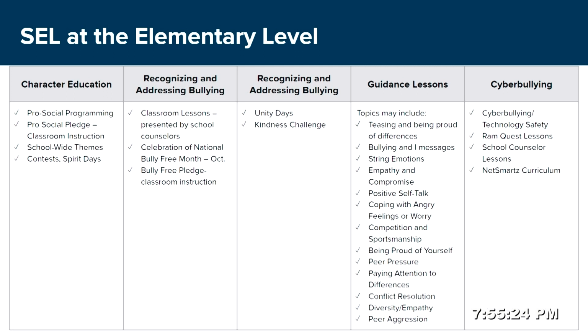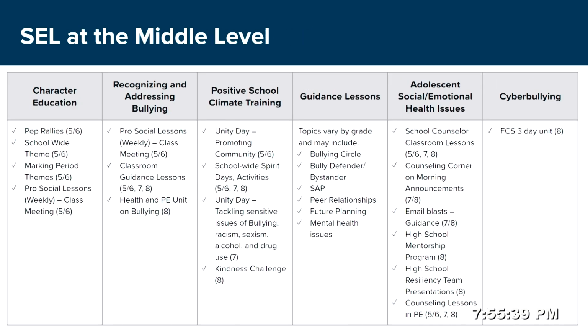So we have several activities. This is what social emotional learning looks like at the elementary level. We have activities such as character education, recognizing and addressing bullying, guidance lessons, cyberbullying. At the middle levels, we see some of the similar activities. You'll see, again, that positive school climate, school guidance lessons, adolescent social emotional health issues, where the school counselors go into classrooms and address some of these concepts.